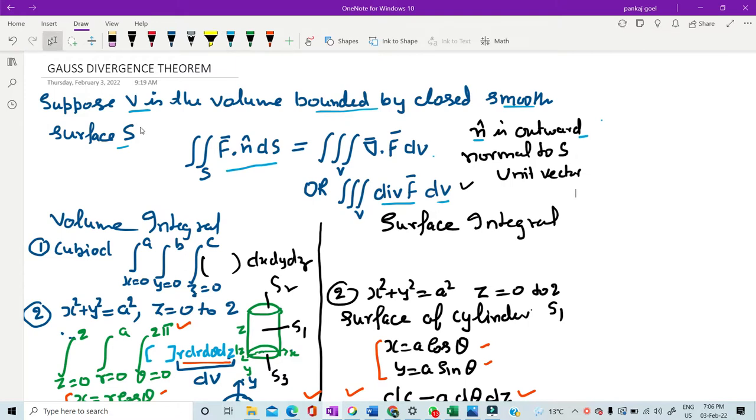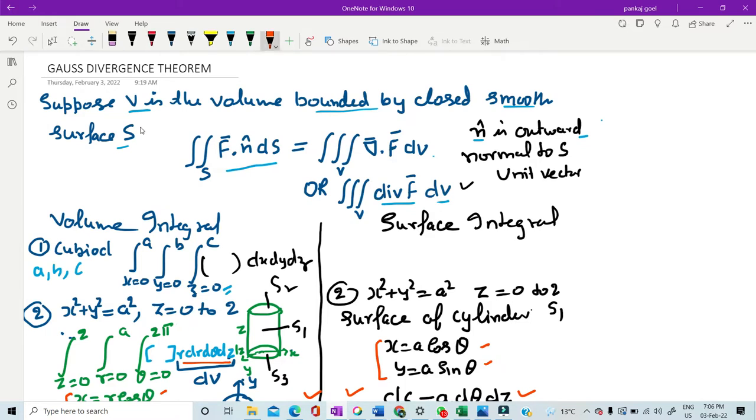figures. First we take a cuboid. Suppose the length is A, breadth is B and height is C. In that case we always take the integration limits as x equal to 0 to A, y equal to 0 to B and z equal to 0 to C. Okay.